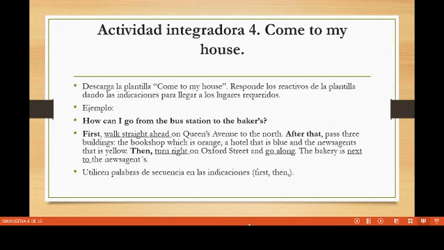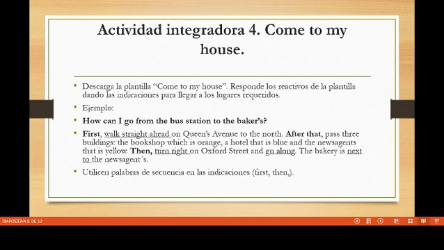For example, how can I go from the bus station to the baker's? You have to give instructions to go to the places. In a minute we will go to the document and we'll see what the places are.